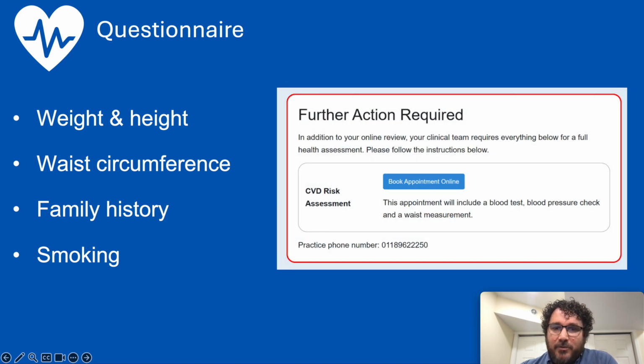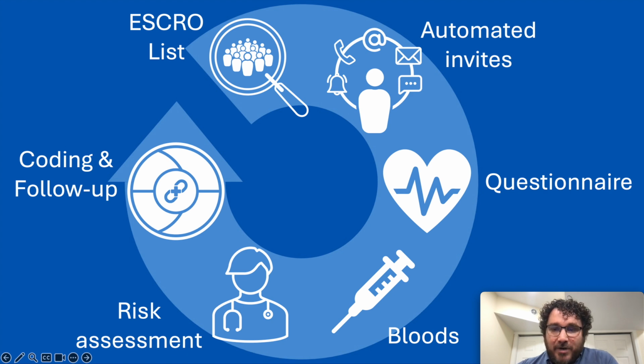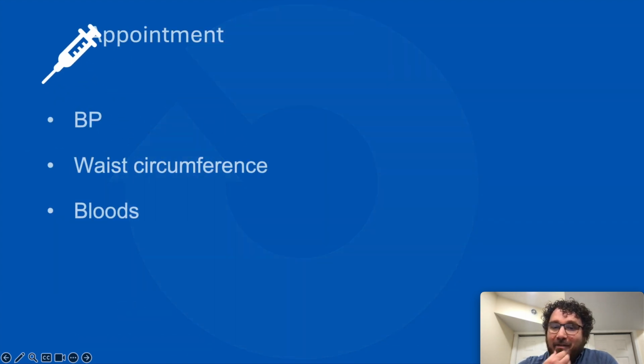Once they've completed that questionnaire, they're then prompted to make their follow-up CVD risk appointment, and that can either be, depending on the settings that we saw earlier, through an online booking option or by calling up the surgery or your CTAC service. And so once they've arranged that appointment, then they attend.